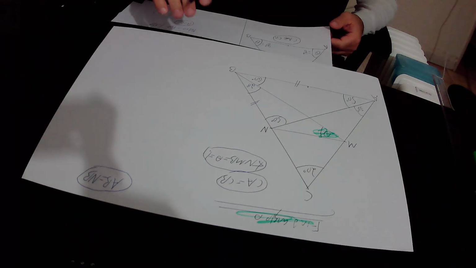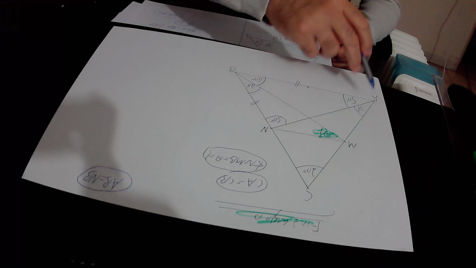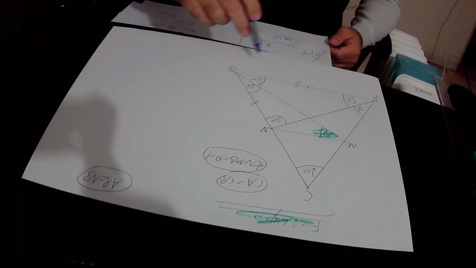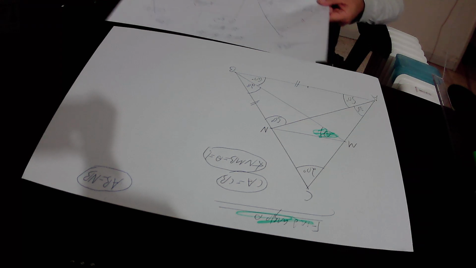Okay, so in the next step we'll focus on triangle MAB. I'll copy triangle MAB in a new page and we'll analyze it.